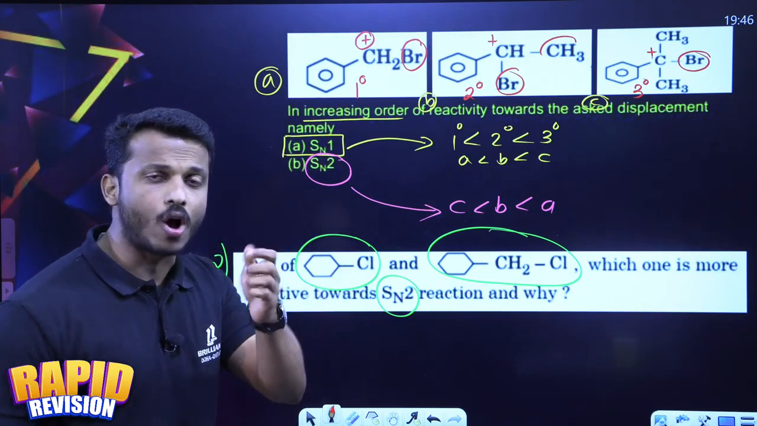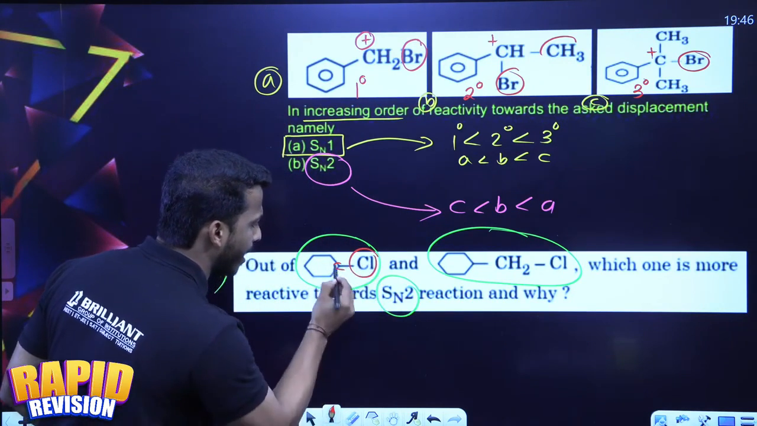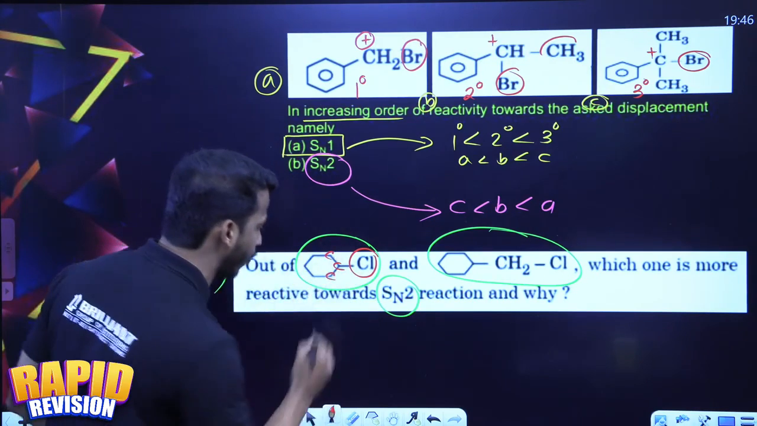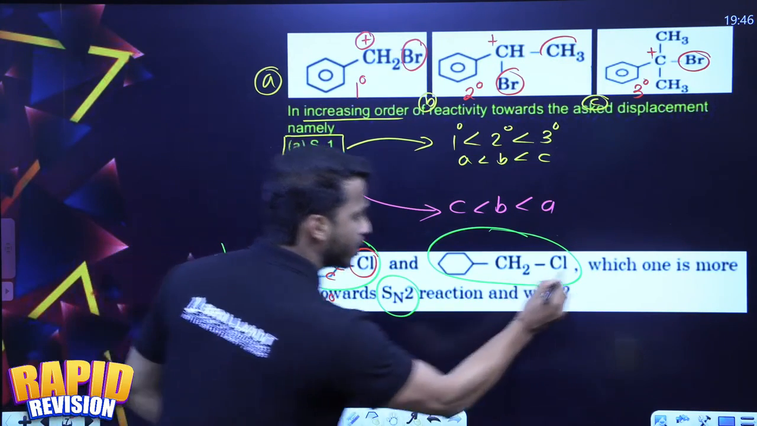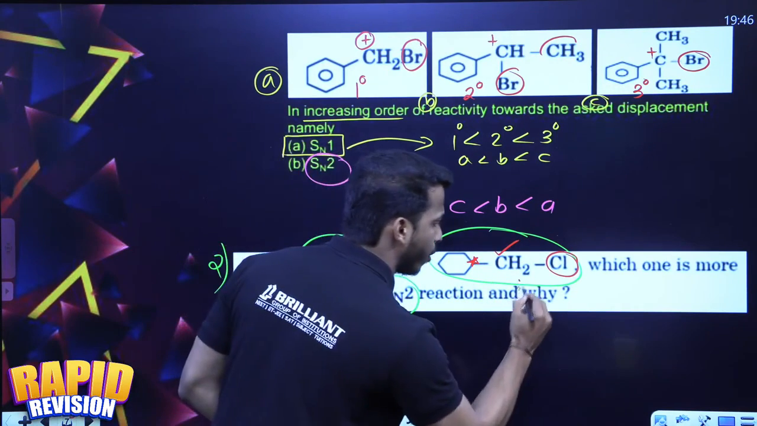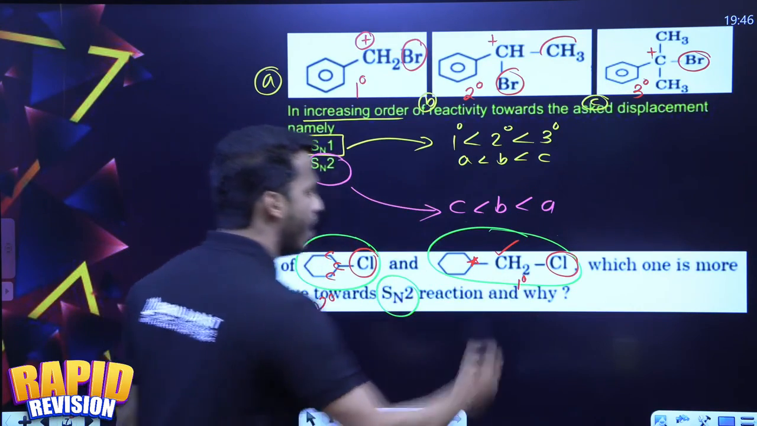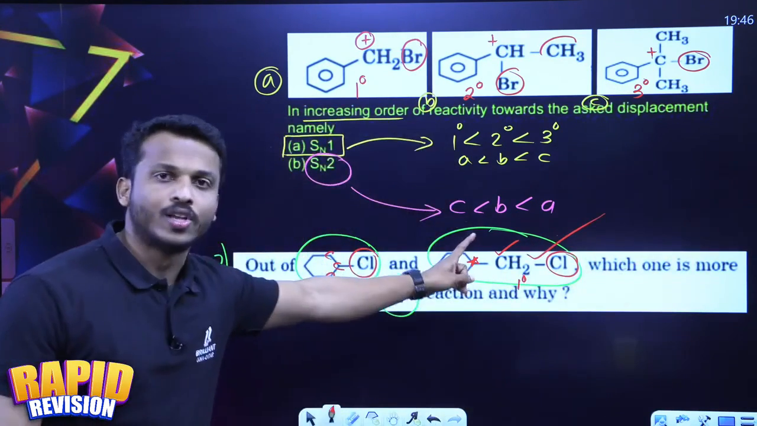SN2 reaction depends on the steric hindrance. You know, this chlorine connected carbon is directly connected to 2 carbons. Therefore, it is secondary. And this chlorine connected carbon is directly connected to only 1 carbon. Therefore, it is primary. In SN2 mechanism, which will undergo reaction faster? Primary undergoes reaction faster. So the second one.